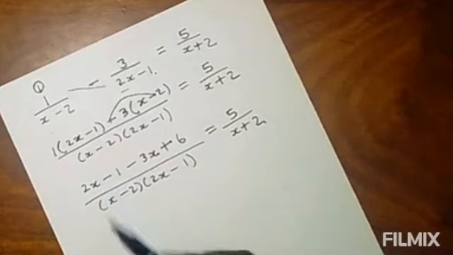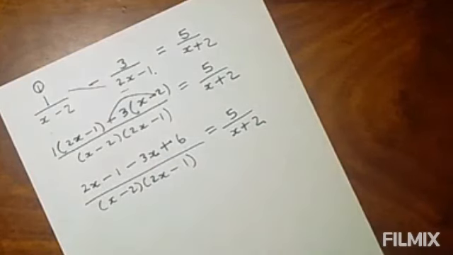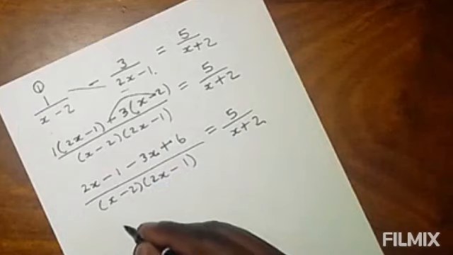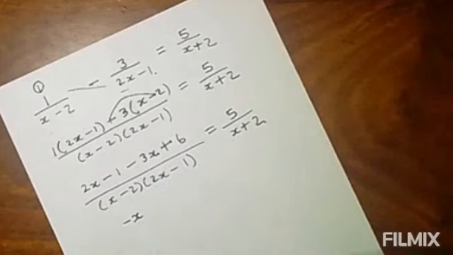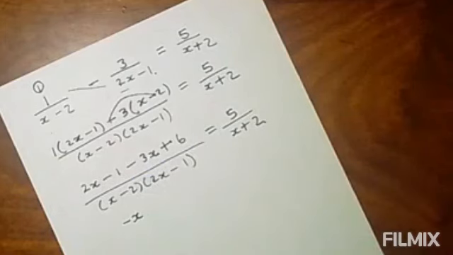So you can notice that 2x and minus 3x are like terms. So 2x minus 3x, you get minus 1x, which can be written as minus x. Right? Then minus 1 and plus 6 are also like terms. But remember the issue of directed numbers.